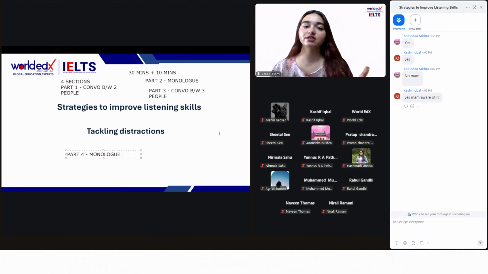So you need to know the context of certain accents, right? And the last thing is that in the fourth part, all the questions will come one by one, but you will not get any gap in between. As I told you, in sections 1, 2, and 3, you get certain parts where they give you some time to read questions 1 to 6, and then some time again, and then you read questions 6 to 10, right?